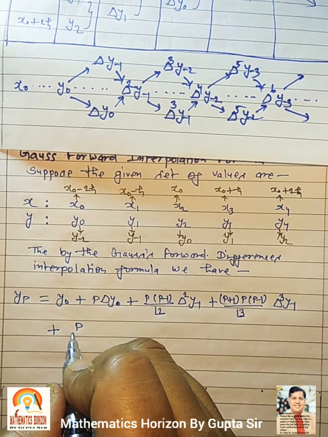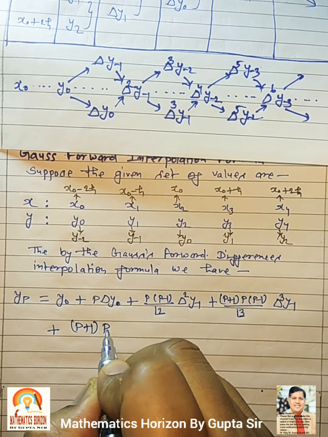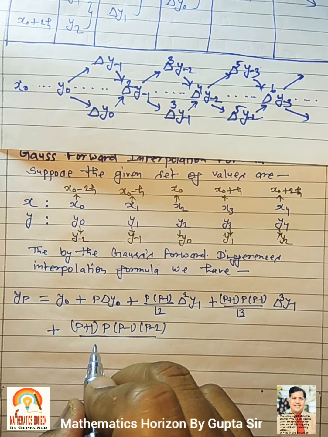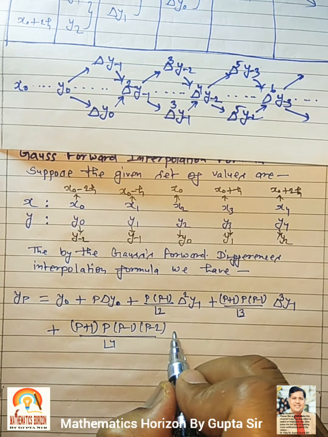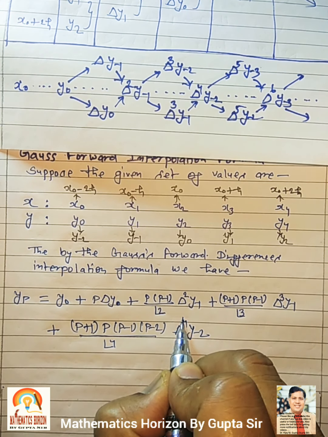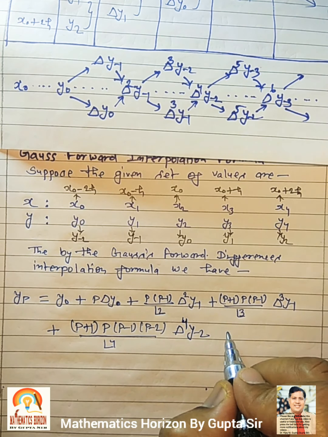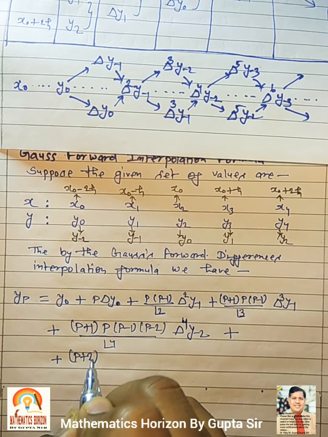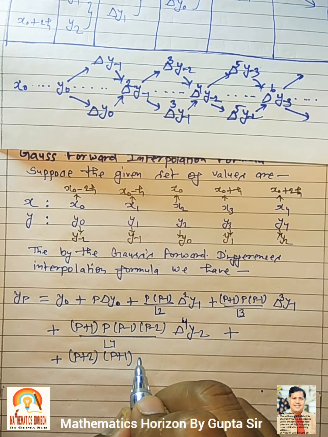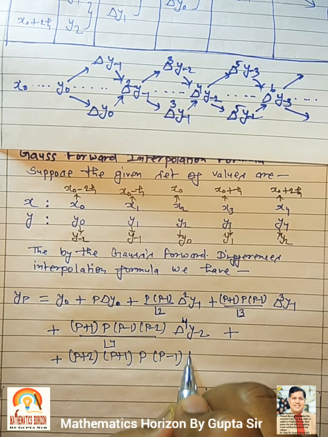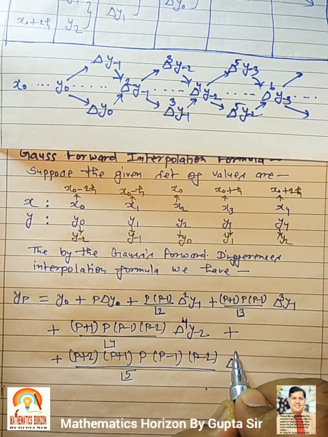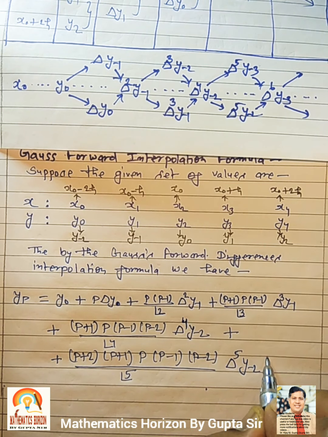plus p plus 1 p minus 1 p minus 2 upon factorial 4 del 4 y minus 2, this is del 4 y minus 2, plus p plus 2, p plus 1 p minus 1 p minus 2 upon factorial 5 del 5 y minus 2, and so on.